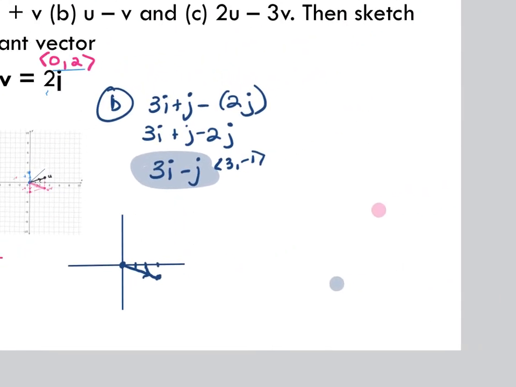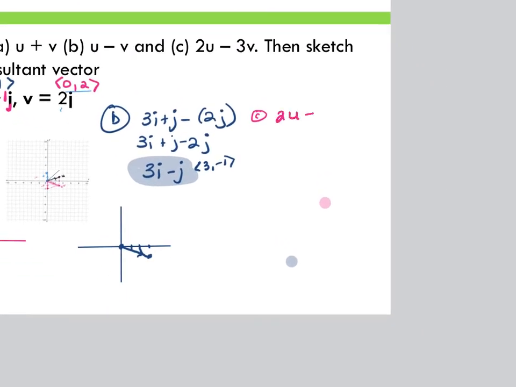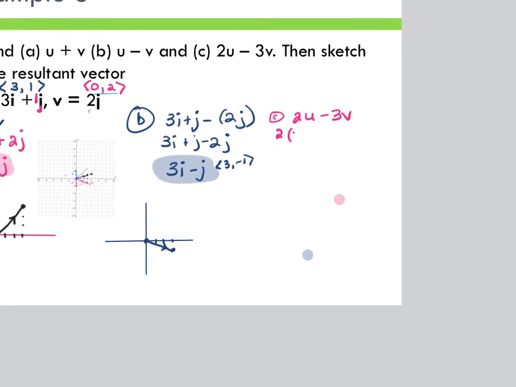Okay, then last one. C is 2U minus 3V. So I would do 2 times U, which is 3I plus J, minus 3 times V, which is 2J. And I just distribute like I normally would with our like terms. 6I plus 2J minus 6J. 6I minus 4J is the IJ format, which is how you want it to be. IJ format of 2U minus 3V.